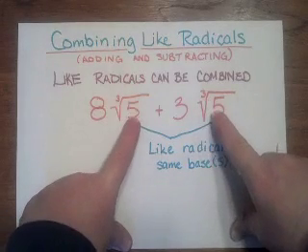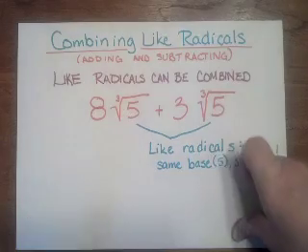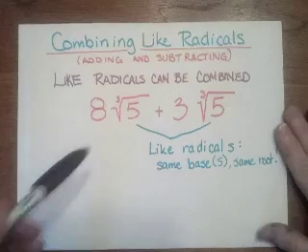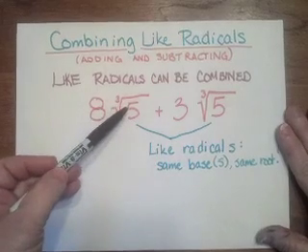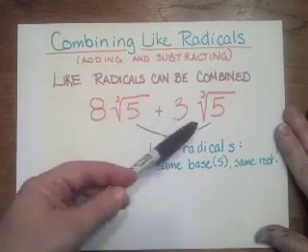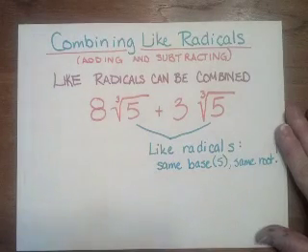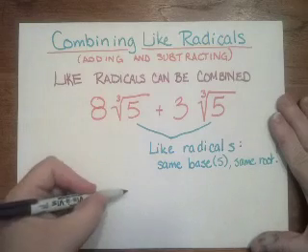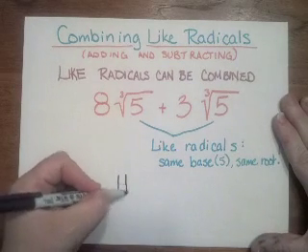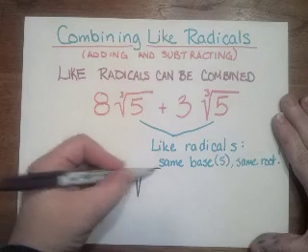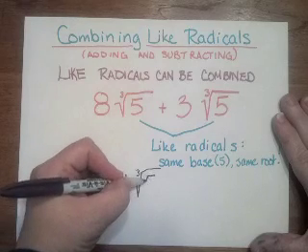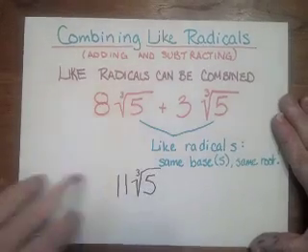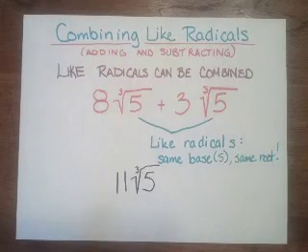We can only combine them when you have the same base and the same root. We have the cube root of 5 in both places. So in this case, if I take 8 cube roots of 5 plus 3 cube roots of 5, I end up with 8 plus 3 is 11, so 11 cube roots of 5. This is kind of like when we had 8x plus 3x equals 11x, where our x is just the cube root of 5.